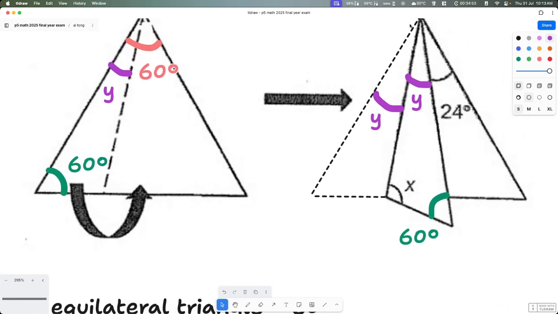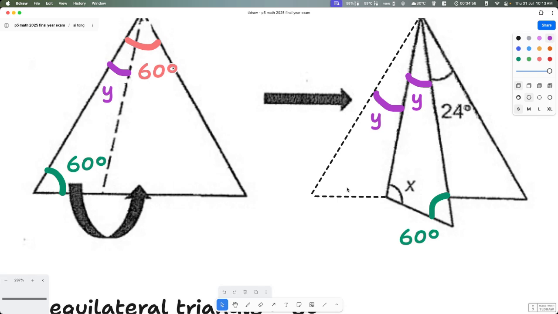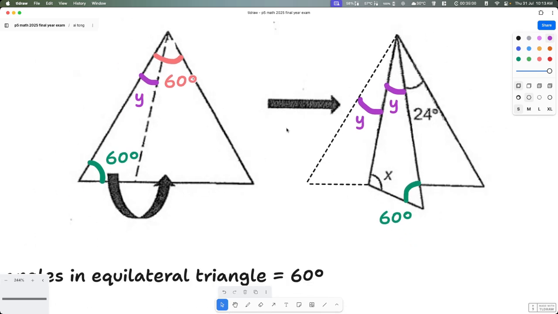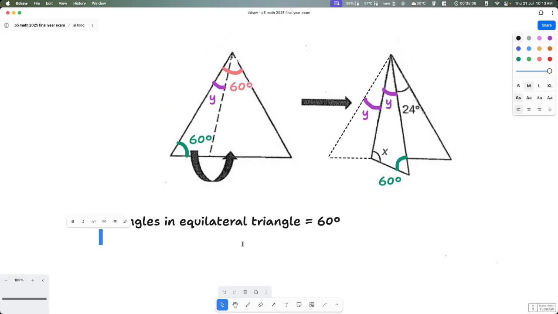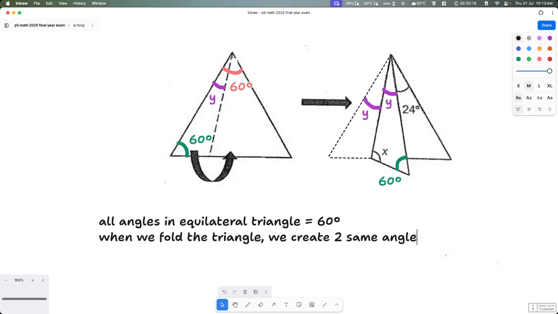So I actually outline the original triangle. And since you fold, if you think about it, you actually also combine two of the same angles as what you see over here. So angle Y and angle Y in this case. So that means when we fold the triangle, we create two same angles, in this case called angle Y, right?